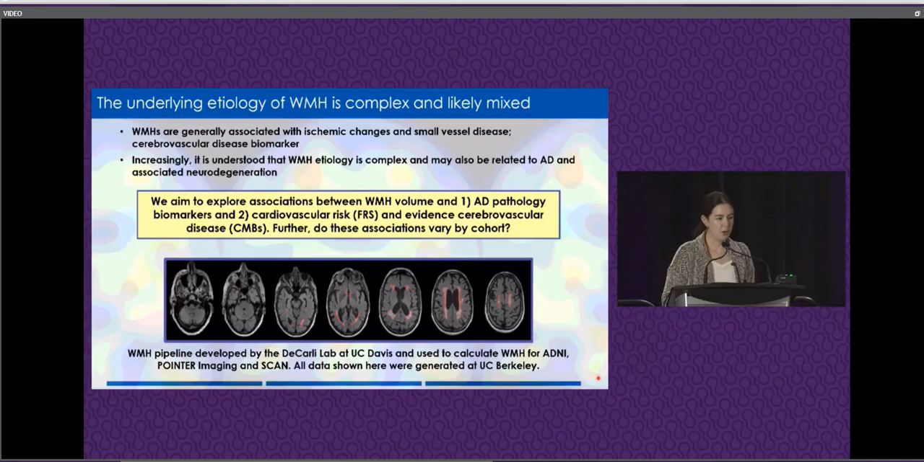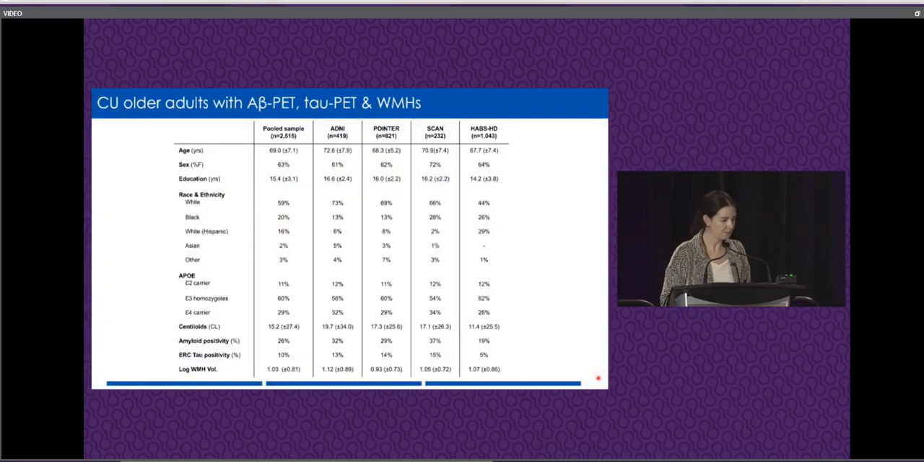We calculated white matter hyperintensities using a pipeline developed by the DeCarli lab at UC Davis. They used this pipeline to generate white matter hyperintensity data for ADNI, POINTER imaging, and SCAN. So we were able to validate our Berkeley run of this software against those three data sets, but we wanted to make sure that all the data you'll see here today were generated at UC Berkeley for maximum comparability across all four cohorts.